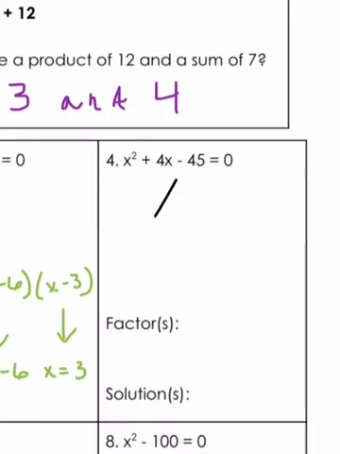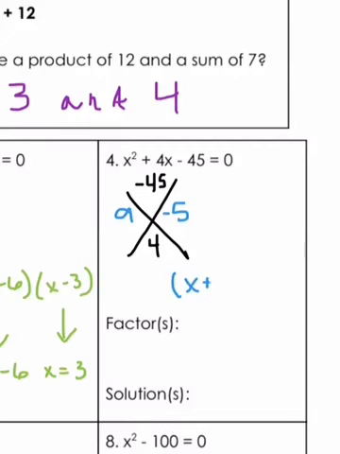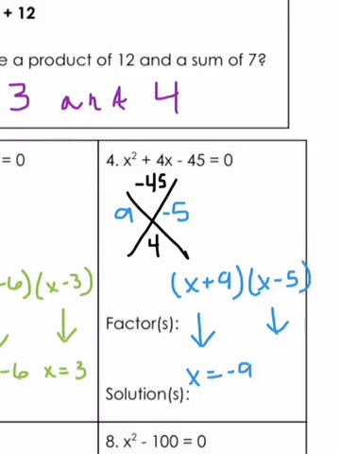All right. What two numbers multiply to negative 45 and add to be positive 4? One of those numbers has to be negative because when they multiply together, they have to be negative. So 9 times 5 is 45. And how could I get 9 and 5 to combine together to be 4? We could do 9 minus 5, and that would give us 4. So our factors are x plus 9 and x minus 5. And the solutions are x equals negative 9 and x equals 5.